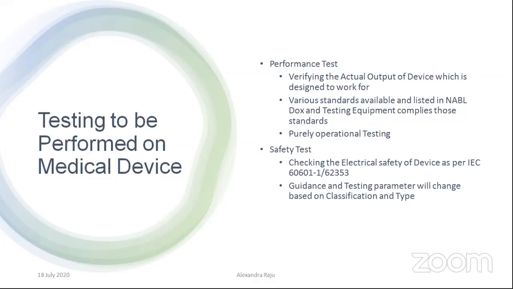Various standards are given by the NABL to measure performance, but different tests have to be performed on various equipment. It is checking the operation of the medical device. For example, if you're taking a defibrillator, whether the fixed energy is delivered to the patient is measured as a performance test. And electrical safety according to IEC standards 60601 and 62353 is checked in a safety test by using an electrical safety analyzer. So all these performance tests and safety tests are done during the calibration. So next slide, sir.